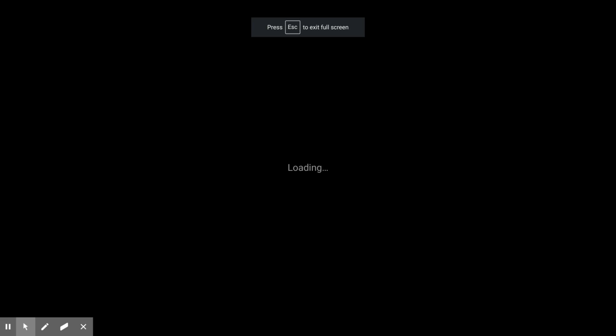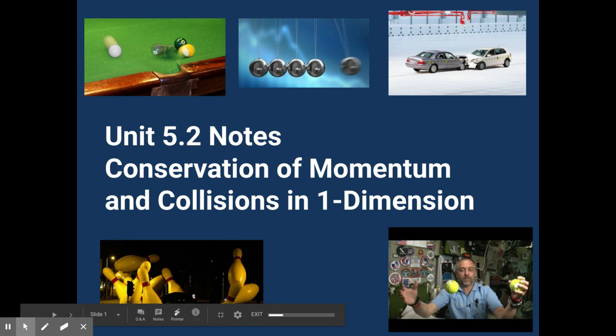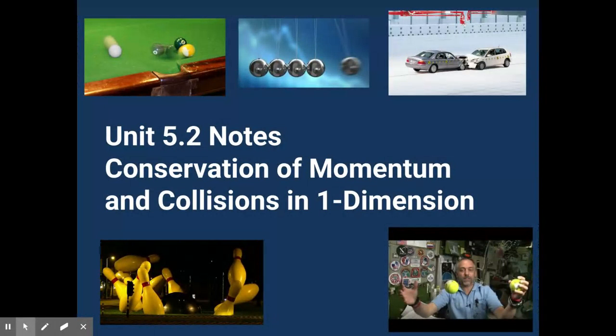This is going to be the video covering Unit 5.2 notes, conservation of momentum, and collisions in one dimension. What should be implied here is that we are going to get into collisions in two dimensions in the next set of notes. I just want to focus in and practice one dimension before we move on to that, because two dimensions does get a little tricky, especially when we have to deal with hitting things not so perfectly.